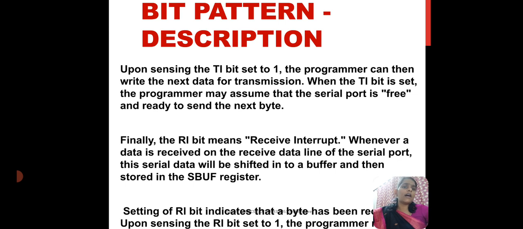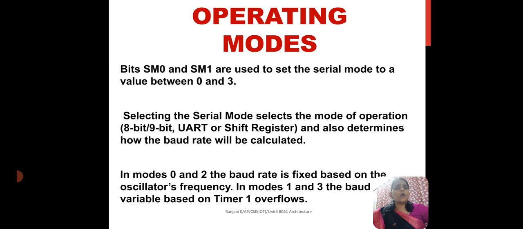And next is RI, the receive interrupt, where data is received on the receive data line of the serial port. This serial data will be shifted into the buffer, then stored in SBUF. Regarding operating modes, the bits SM0 and SM1 are used to set the serial mode to a value between 0 and 3. Selecting the serial mode selects the mode of operation, and it also determines how the baud rate will be calculated.